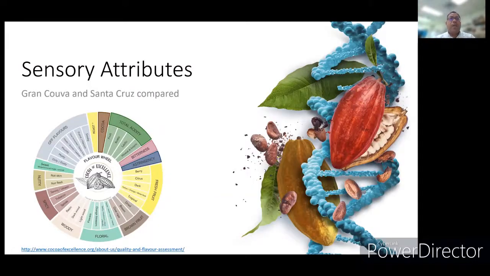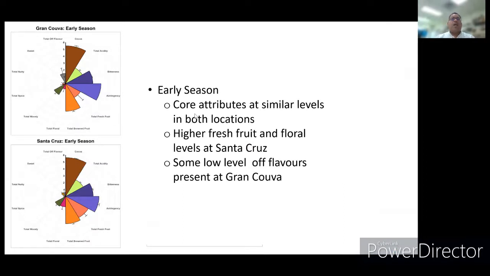Thanks, Krystal. I'd like to focus now on a general comparison of the flavor profiles of the Grand Couva and Santa Cruz locations across the early, middle, and late season. As mentioned previously, I'll focus on the core attributes of cocoa flavor, total acidity, bitterness, and astringency, then on the complementary attributes of total fresh and brown fruit, total floral notes, followed by total woody, spicy, nutty, and sweet notes. And finally, I'll mention any off flavors that were observed linked mainly to some elevated fermentation.